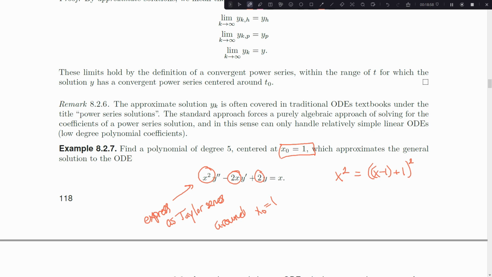And then we have to add 1 to account for that, and then square it. And then we FOIL this out and we recover (x minus 1) squared plus 2(x minus 1) plus 1, if I FOIL that all the way out. And there's your Taylor series centered at 1.